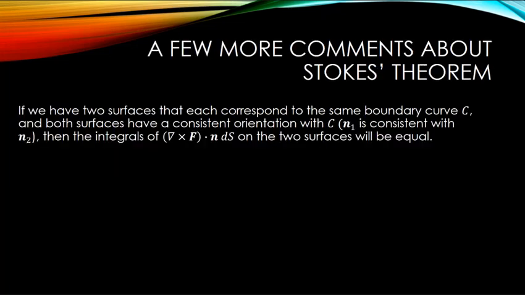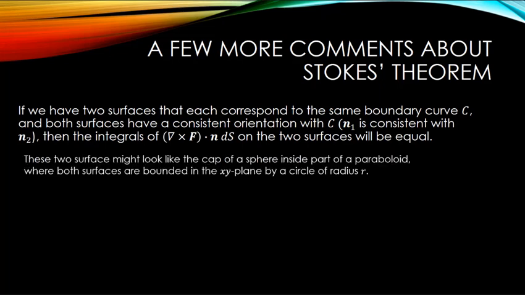I want to make a few more comments about Stokes' theorem before we finish it up. If I have two surfaces that each correspond to the same boundary curve C, and both surfaces have a consistent orientation with C, meaning a normal vector for surface 1 will be consistent with a normal vector of surface 2 in terms of the direction that they point, then the integrals of del cross F dotted with n dS on the two surfaces will be equal.